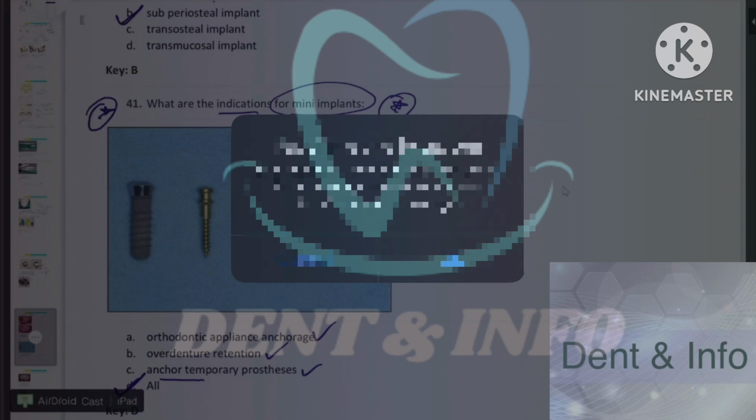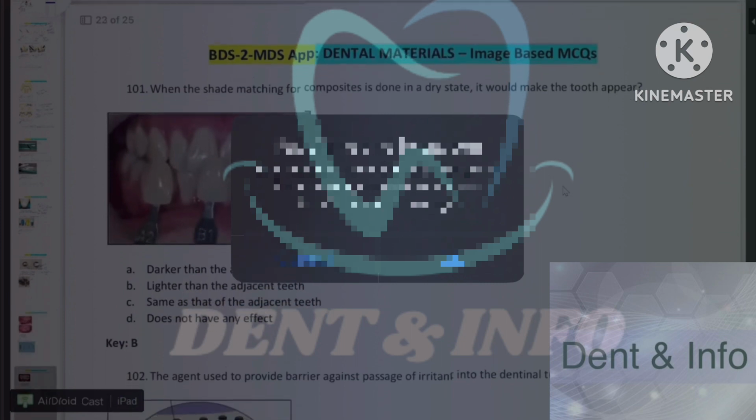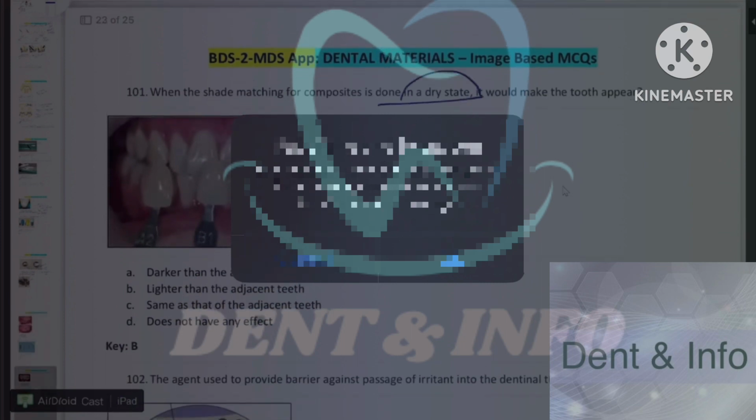Okay. When the shade matching of composite is done in a dry state, important question, it would make the tooth appear lighter than the adjacent tooth. Lighter, brighter actually. Okay. Same is for the etched tooth surface. When you do etching, it shows a white frosty appearance. Okay, whiteness increases.